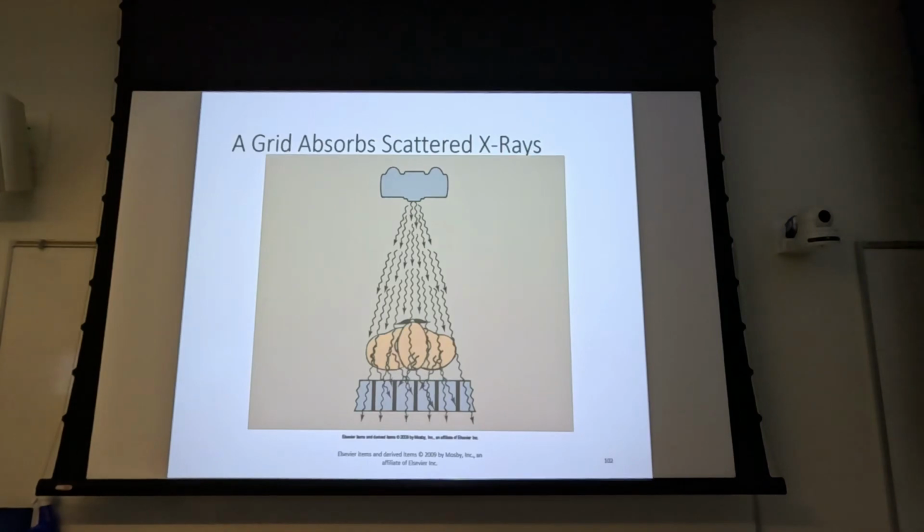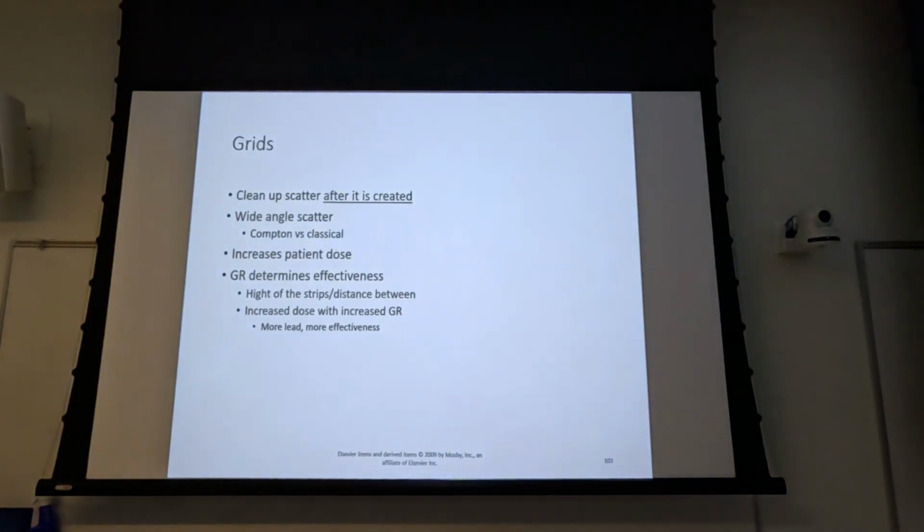So grids, you know what grids do? Clean up scatter after it's created. Wide angle scatter, that's your Compton. It might not be effective in classical scattering. That's your Thomson.